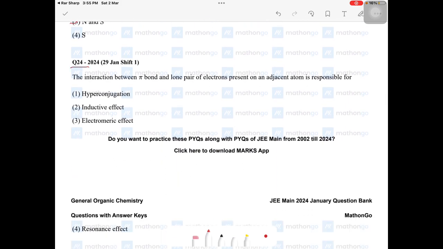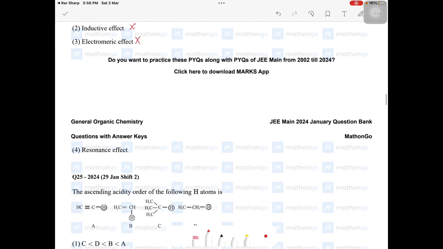Next, 24th question. The interaction between pi bond and lone pair of electrons present in an adjacent atom is responsible for hyperconjugation, wrong. Inductive effect, wrong. Electromeric effect, wrong. Resonance effect, right. The fourth option is correct.